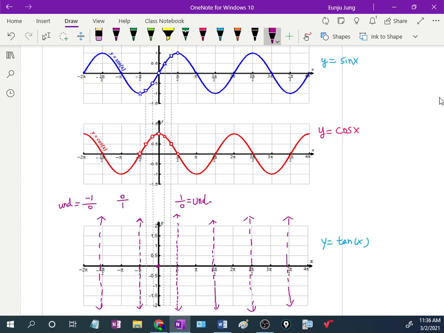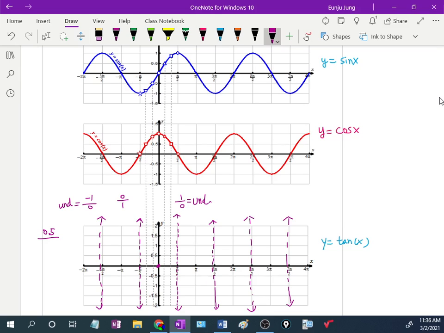Now let's look at another location between these 2 points, negative pi over 2 and pi over 2, and graph it. Let's use a calculator. Now I'm looking at the triangle location. What's the sine value at the triangle location? 0.5, divided by, what is the cosine value of the triangle location?